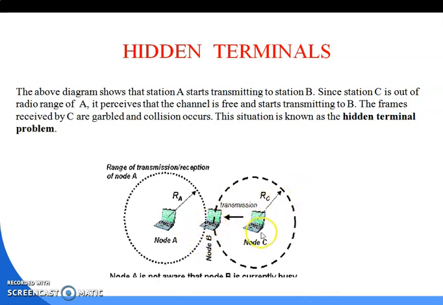So at the same time, C is transmitting data to B and A is also transmitting data to B. So what will happen? A collision occurs and the data will be lost. That is the problem in the case of the hidden terminal problem.